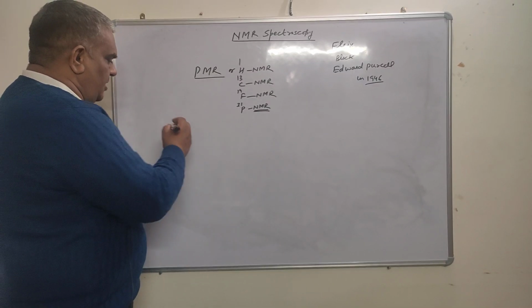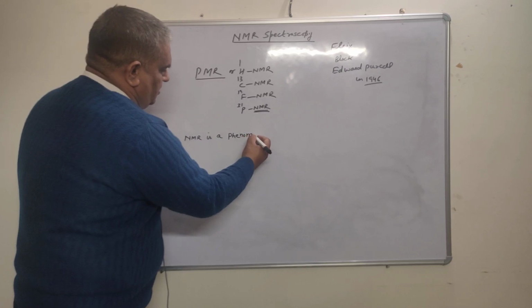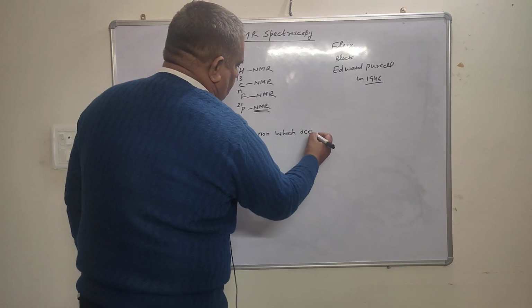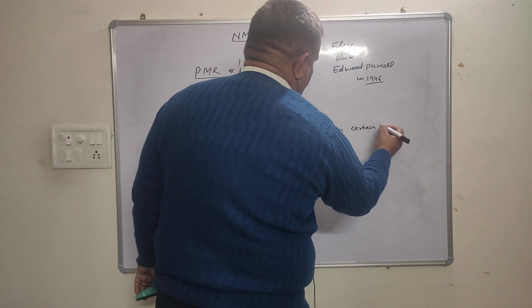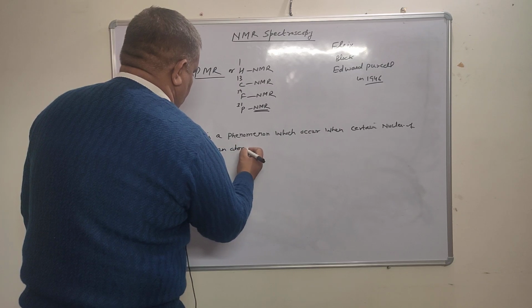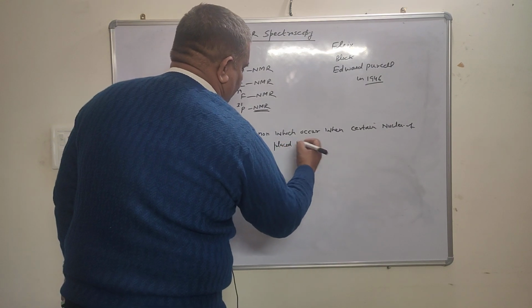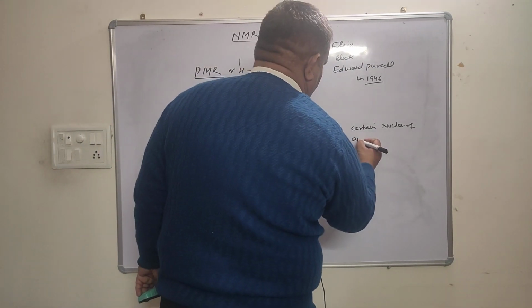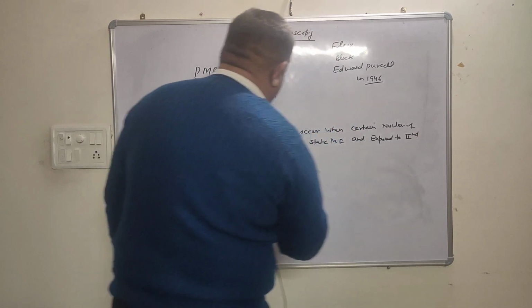What is NMR? NMR is a phenomenon which occurs when certain nuclei of an atom are placed in a static magnetic field and exposed to a second magnetic field.